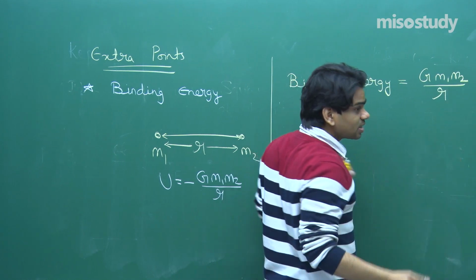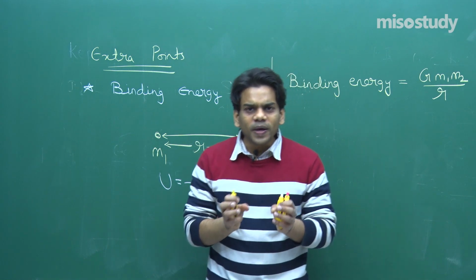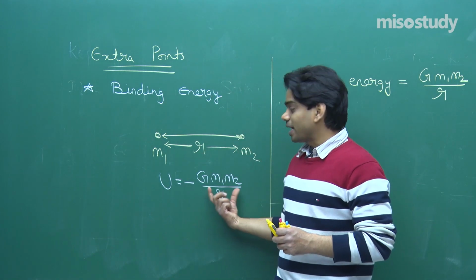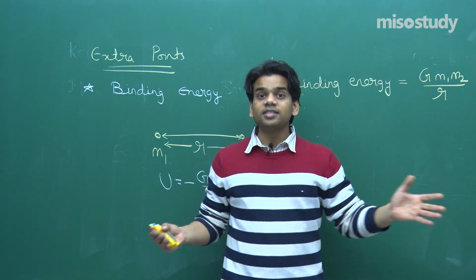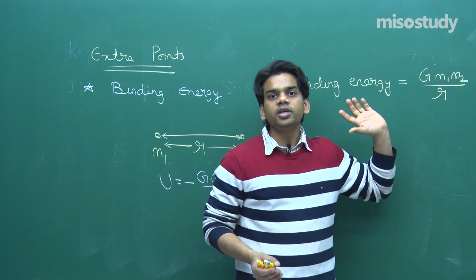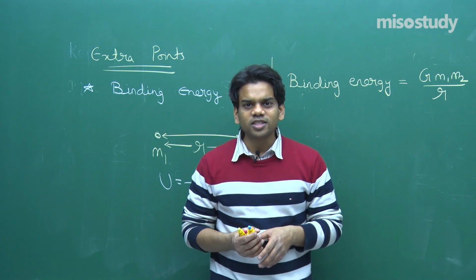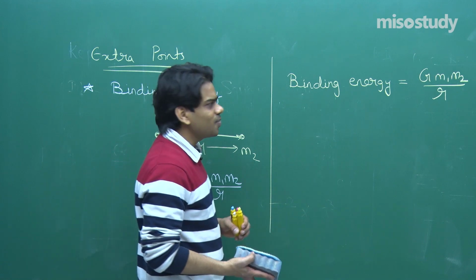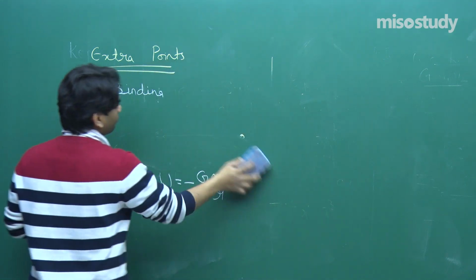What do we mean? That the system is stable by this much amount of energy. If you want to disrupt the stability of the system, if you want to separate them through infinity, you have to provide this much amount of energy. Hence, the binding energy, the energy with which they are bound, will be G m1 m2 by r. I hope that all these statements would clarify the concept of binding energy within you. Let's go ahead and apply the same in understanding the next concept, that is escape velocity.